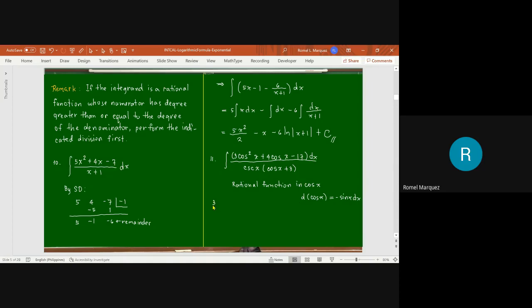So your rational function is cosine squared x plus 4 cosine x plus 3, all over cosine of x plus 3. It's like 3x squared plus 4x plus 3 over x plus 3. The 1 over cosecant, separate that. That is part of the differential.